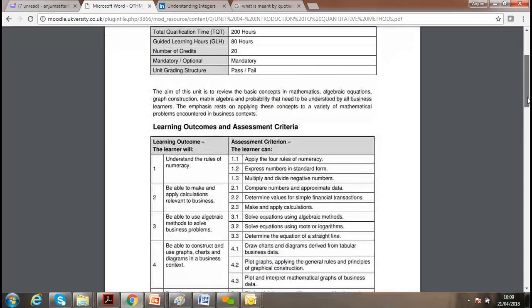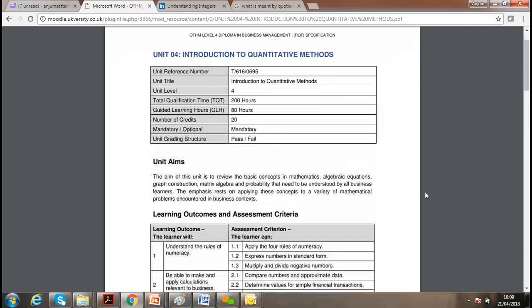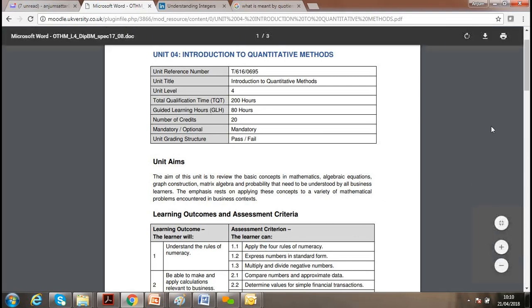So this unit, first learning outcome, understand the rule of numeracy, which we'll go through. Apply 4 rules of numeracy, like you learn about BODMAS, brackets and things as well. Multiplication, division. We'll go through expressing the number in standard form, multiplying and dividing the negative numbers. So that's all about your learning outcome 1, understanding rule of numbers.